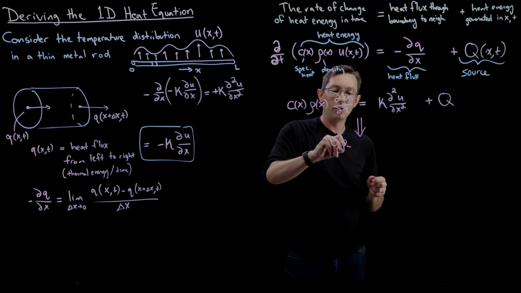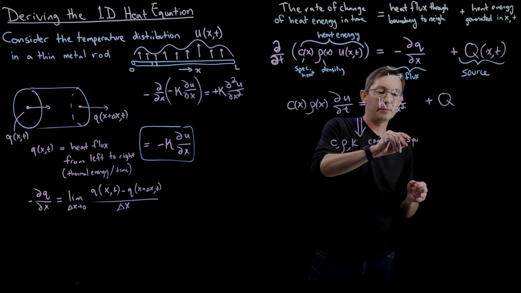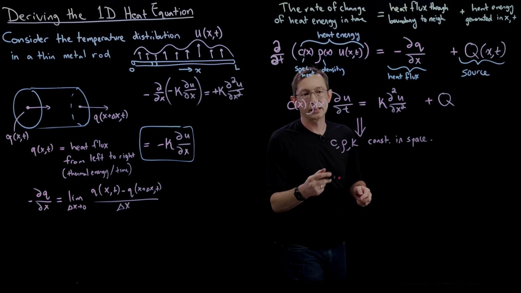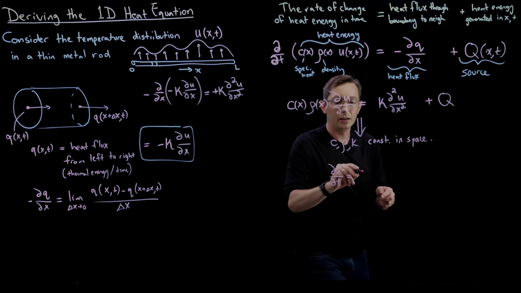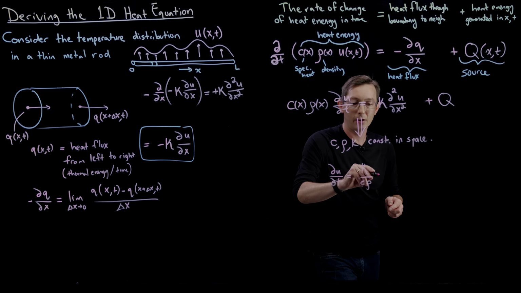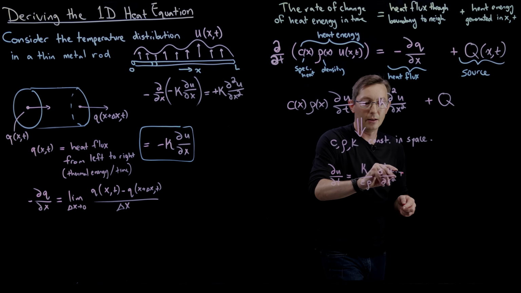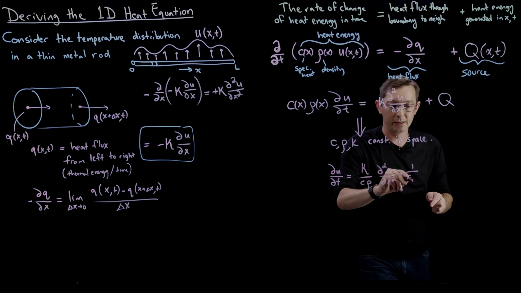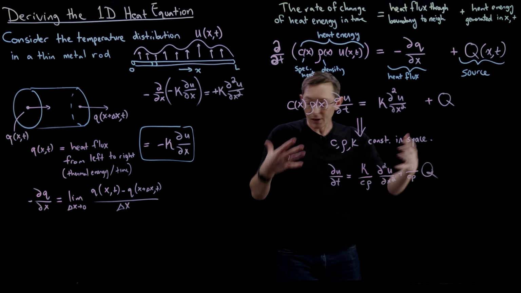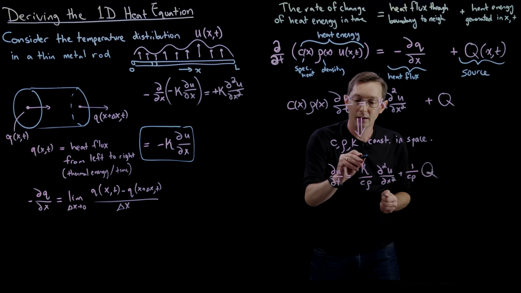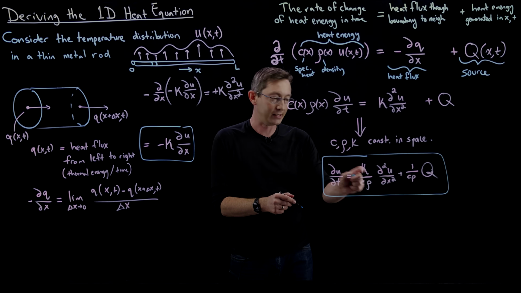And if you simplify and basically say that c, rho, and kappa are constant in space, then you get this nice expression that partial u partial t equals kappa over c rho partial squared u partial x squared plus this constant, 1 over c rho times my forcing function. And that is essentially, I'm going to box this. I think we did it. This is the heat equation. This is the diffusion part of the heat equation. This is the diffusion constant.